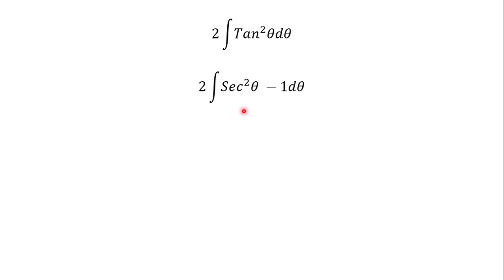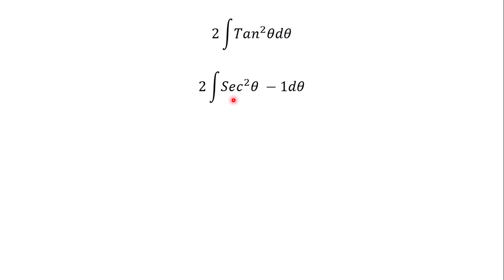Okay, here, this one we won't split it because we know the answer to this. We also know the answer to this, and that makes it very easy. And I hope you know why when you integrate secant theta squared, it gives you tangent theta.